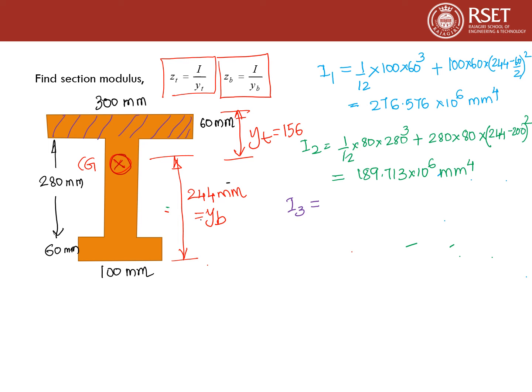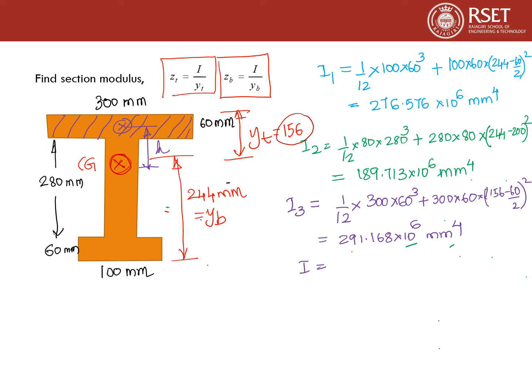Now considering the third rectangle, the moment of inertia about its own axis will be 1 by 12 into 300 into 60 cube. Now we have to shift it to the centroidal axis. For that you have to use A into h square. Here A will be 300 into 60, and h will be this distance, which comes to 156 minus 60 by 2. So this will be the equation, and you get 291.168 into 10 raised to 6. Now the total moment of inertia will be I1 plus I2 plus I3.